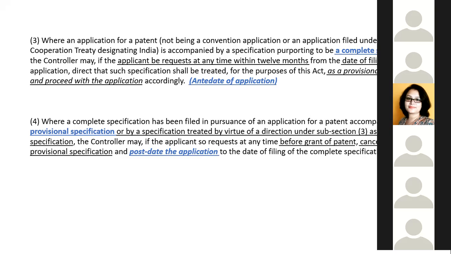Ma'am, again, could you please clarify on this? In this case, if I am filing a provisional first, then within 12 months I am filing complete, and then I want the controller to treat my complete as provisional. So I have to do it within 12 months, right?